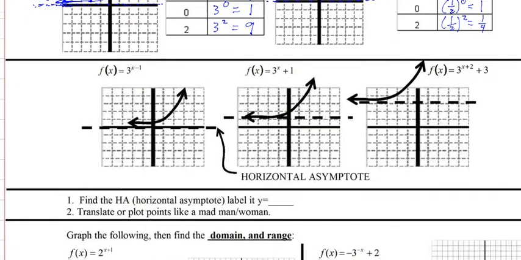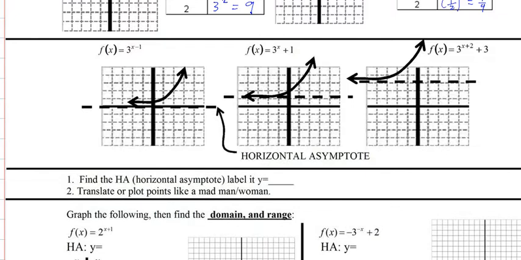So here's our steps. There's only 2 of them. First thing to do is to find the horizontal asymptote. And here's how you can find it. Here's the graph of this one. This is the graph of this one. And this is the graph of this one. So the horizontal asymptote here is y equals 0. So remember, y equals are the horizontals. This is y equals 1. And this is y equals 3.